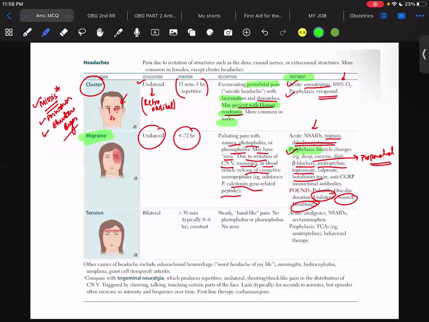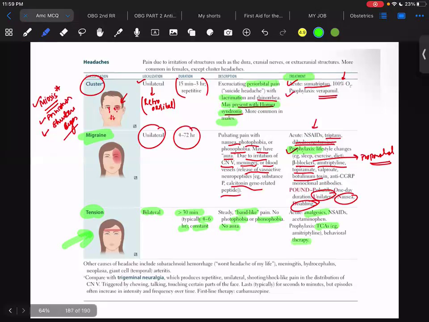Please remember this. Tension headache is bilateral, more than 30 minutes of duration, typically 4 to 6 hours. The pain is constant, steady. It looks like a band is covering the frontal part. No photophobia, no phonophobia, and no aura. Analgesics should be used like NSAID, acetaminophen. TCAs are used as prophylaxis, along with behavioral therapy.